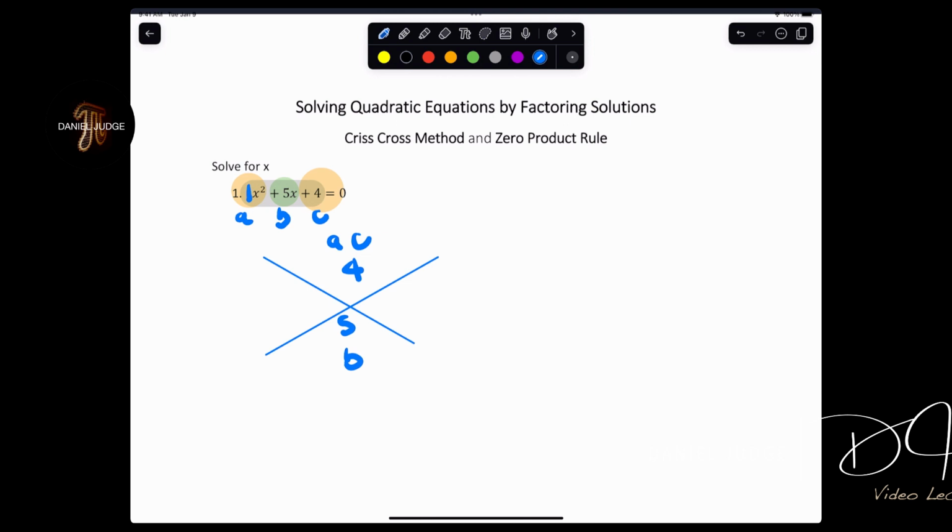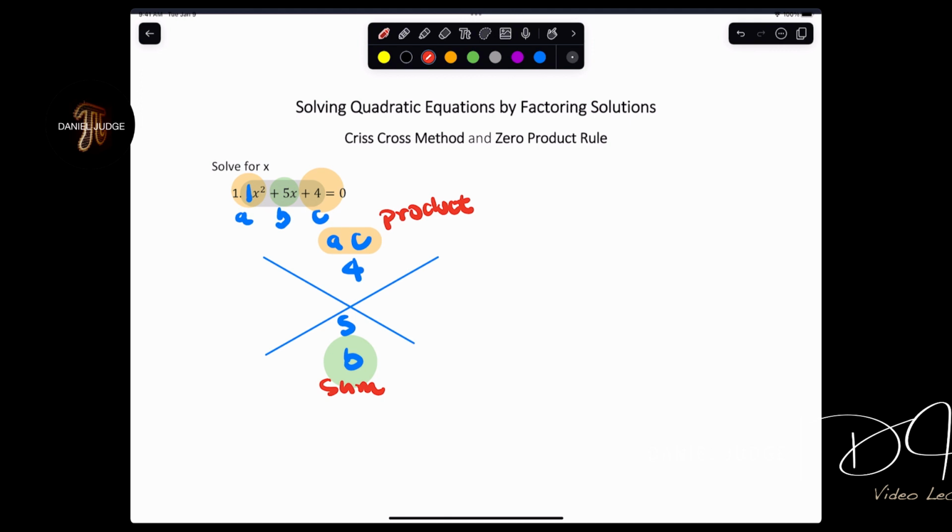consistent here. Okay, so we need two numbers multiplied together whose product is 4 here, but whose sum is 5. Now the product is always going to be this a times c, the a value times the c value in your trinomial. And the b value will always be the sum. So we need two numbers multiplied together that gives us a product of 4 and a sum of 5.